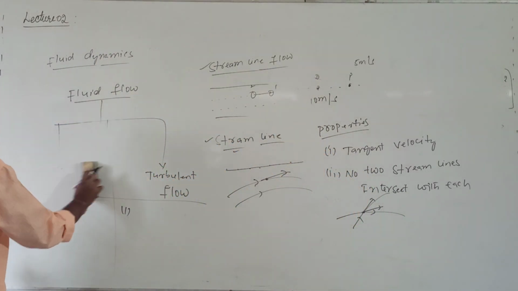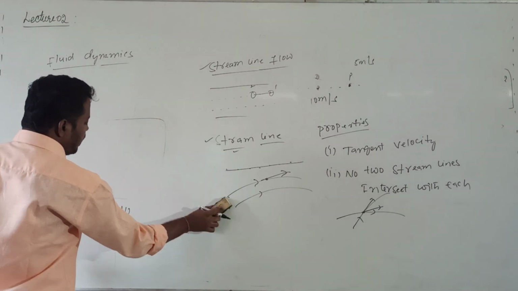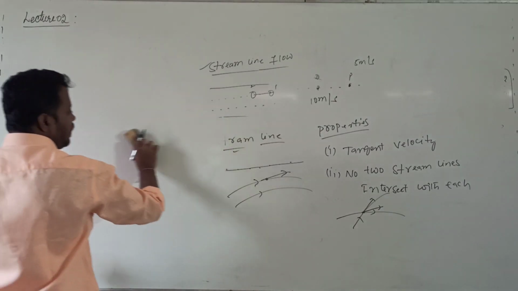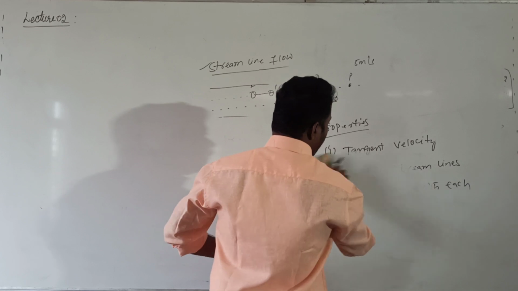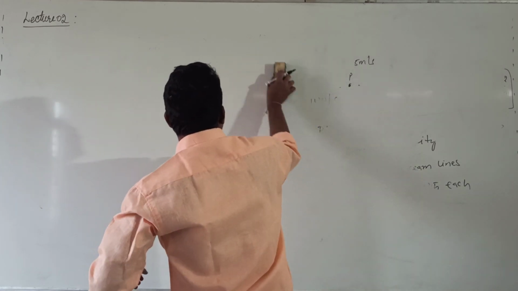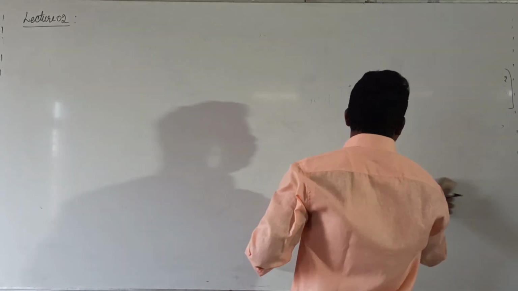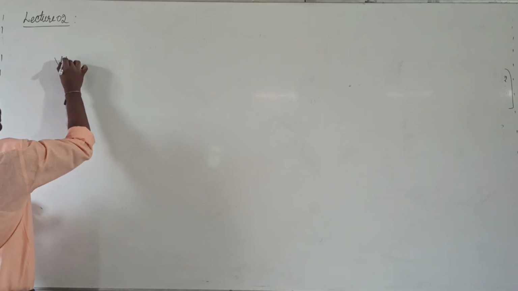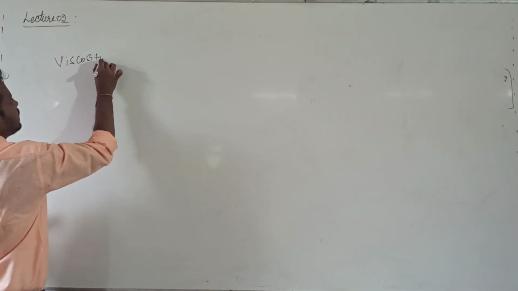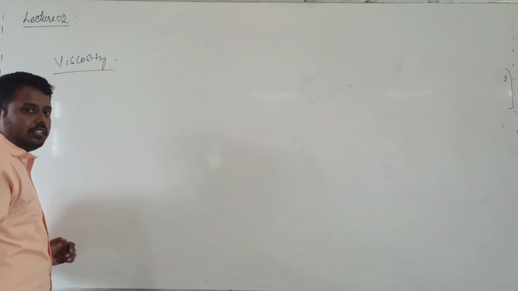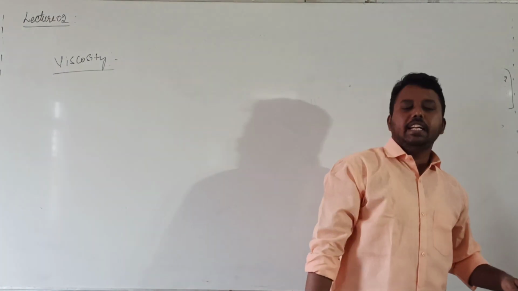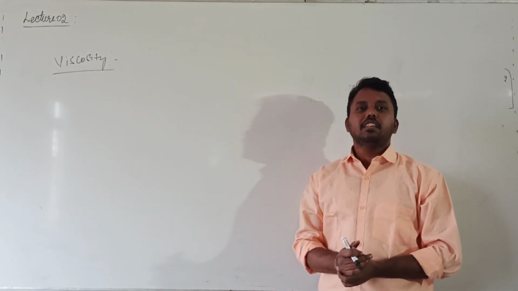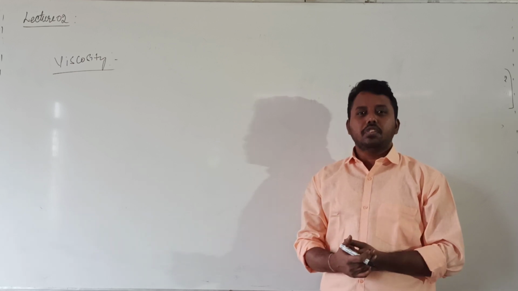Okay. So after completion of streamline flow and turbulent flow, the next topic we will discuss is viscosity. What is viscosity? Viscosity. I told you, take the example of a river. Initially it will flow with a high velocity, but after traveling some distance the velocity will decrease. That is due to internal opposing forces.